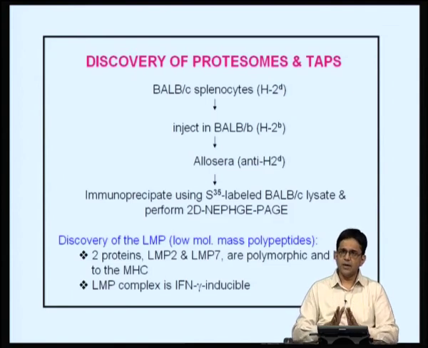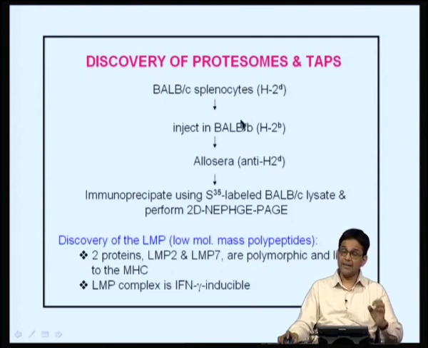mice. So what happens here is that you have two strains of mice that are genetically identical except for one locus, and that locus is the MHC. If you take BALB/c splenocytes, which are H2D, they are distinct from BALB/b only in the MHC complex. So you would be able to generate an allo sera against this, and that allo sera will recognize only MHC. That is what was done. BALB/c splenocytes were injected into BALB/b and you generated an allo sera, this anti-H2D, because the BALB/b generated antibodies that were different from BALB/c, and the only place where the differences were was over here. These were immunoprecipitated and you performed 2D NEPHGE PAGE.